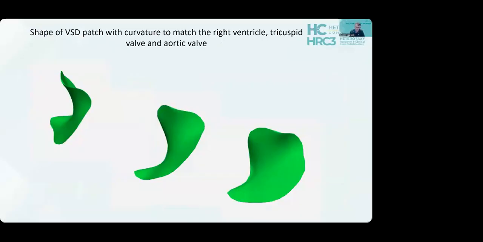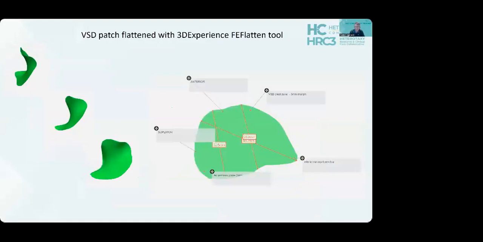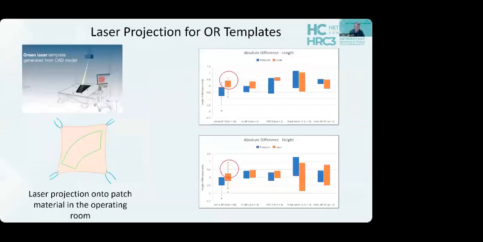And so doing this beforehand can be super helpful, particularly noting the annotations of how the patch will need to be aligned with the different structures, the tricuspid valve and aortic valve, for example. And then we're able to create the flat patch equivalent with this 3D experience tool that's used in aerospace engineering, and not only get the dimensions of that flattened patch equivalent, but also annotate on that patch exactly how it's going to line up with the different anatomical features.